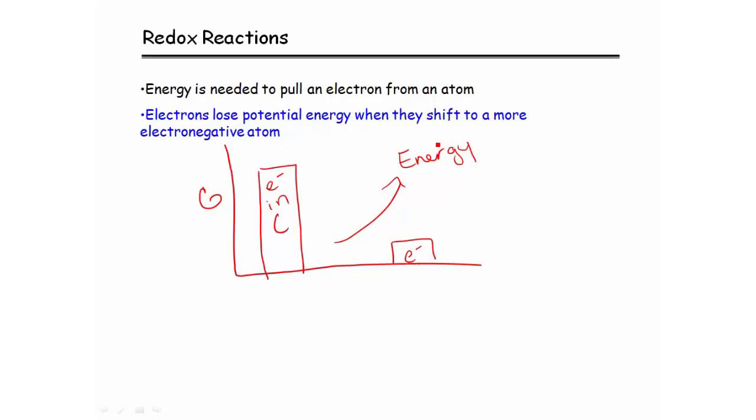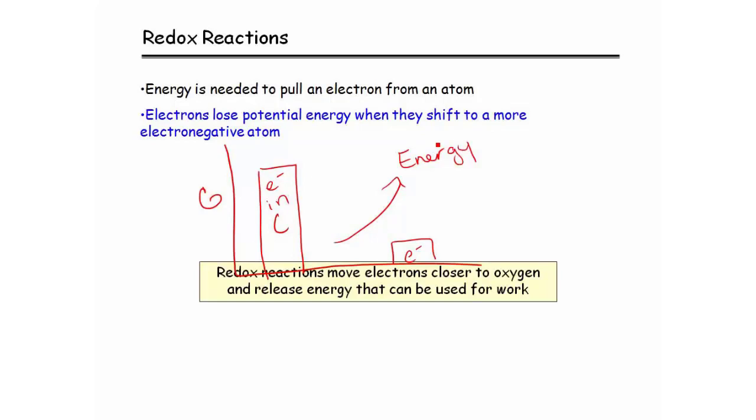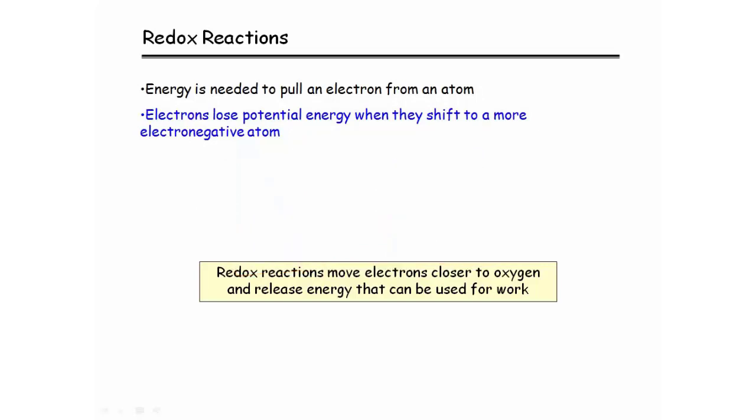So in cellular respiration, we will be taking high energy electrons and converting them into low energy electrons, collecting the energy that is released and using it to actually make some ATP. So redox reactions are going to take electrons and they will be moving those electrons closer to oxygen. In the process, release some energy that can be used to do work.